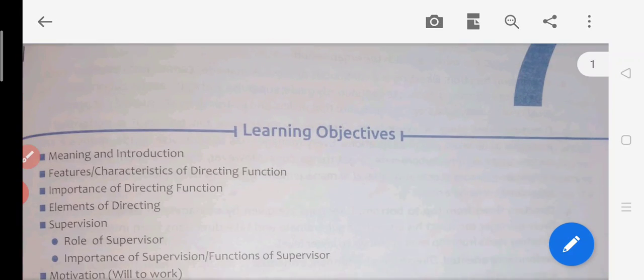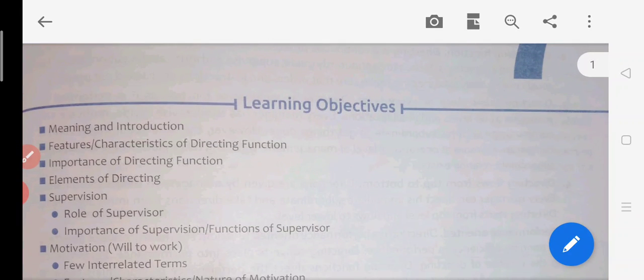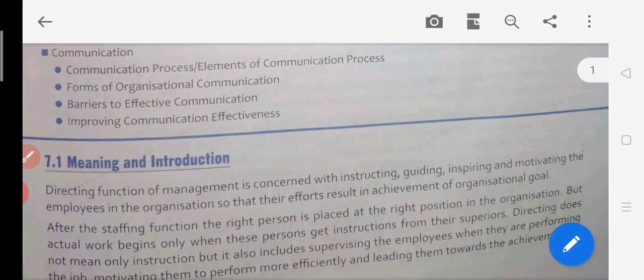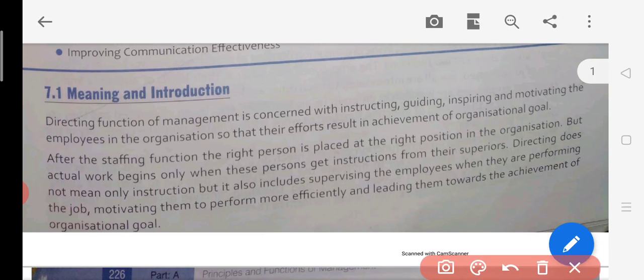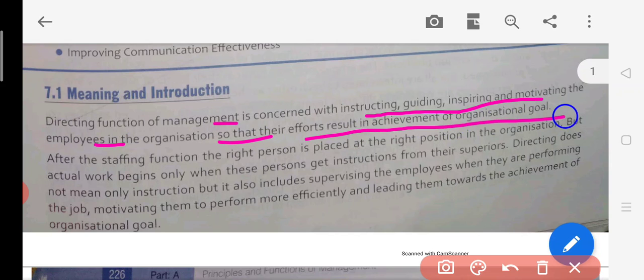Okay, so now here we'll discuss the meaning of direction. So what does this mean? What is the meaning of direction? Direction is a function of management concerned with instructing, guiding, inspiring and motivating the employees in the organization so that their efforts result in the achievement of organization goals.